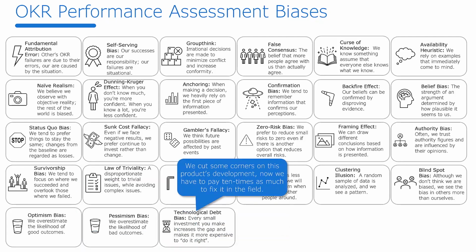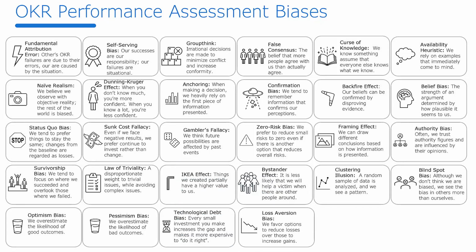So technological debt, which is, we keep on making incremental investments in the wrong areas. So, we cut some corners in this product's development. Now we have to pay 10 times as much to fix it in the field. And that technological debt gets bigger and bigger, right? If I wait another month, maybe it's 11 times as much to fix it in the field. Wait another month, now it's 12 times as much. So we end up building more and more debt. But in the OKR meeting, I don't want to speak up about it because I know if I go in a particular direction, I'm incurring that 10 times expense.